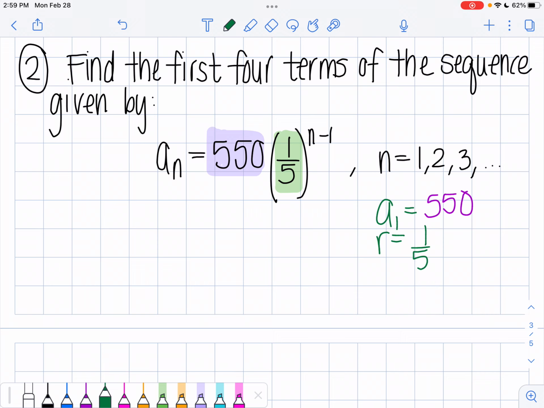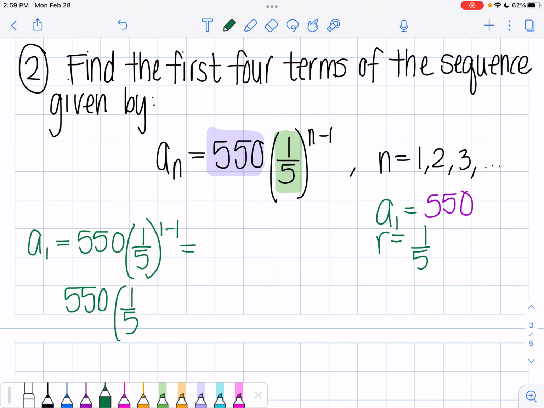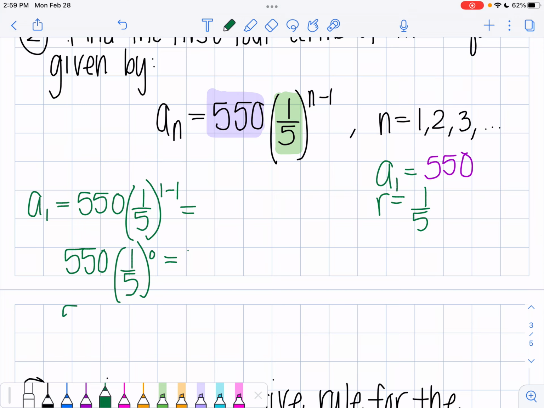So they want me to find the first 4 terms. So a sub 1, we already know is 550, but I want to show you in this formula why it works out. 1 minus 1, and maybe this will help clue you in as to why you subtract 1, because that's always a question. That gives you 550 times 1/5 to the 0 power. Anything to the 0 power is 1. So this becomes 550 times 1, which is 550.